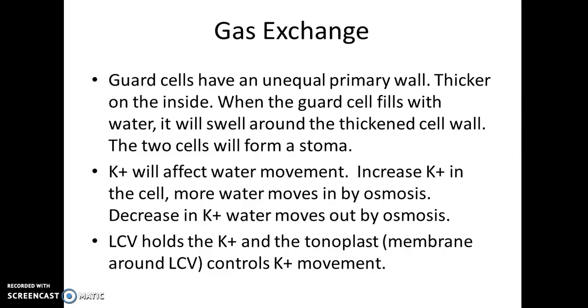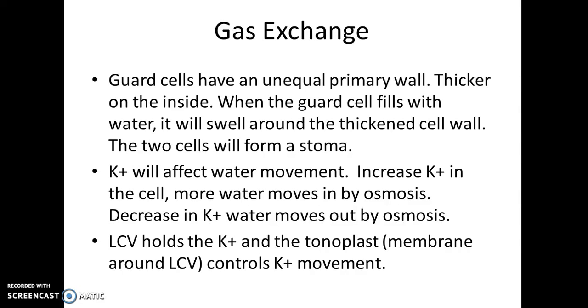Now, potassium will affect water movement. If you increase potassium into the cell, the more water moves in by osmosis. You decrease potassium and the water moves out by osmosis. So what holds the potassium but the large central vacuole? The large central vacuole, that big vacuole in the plant cells, it contains potassium besides other things.